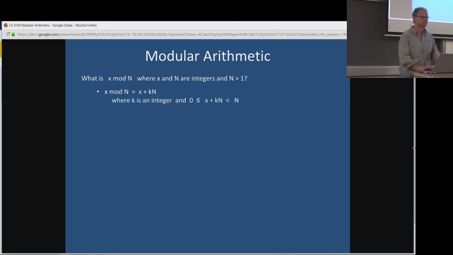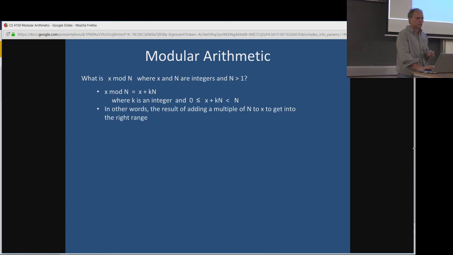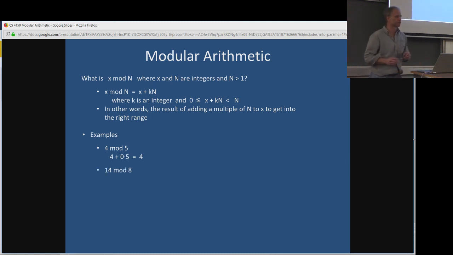Okay. So these are all different ways you can think about it. Try to get the right intuition. Okay, so 4 mod 5, that's just 4 plus 0 times 5, which is 4. What about 14 mod 8? 6, which is 14 plus 8 times -1. Okay, so that fits our pattern. 101 mod 4.